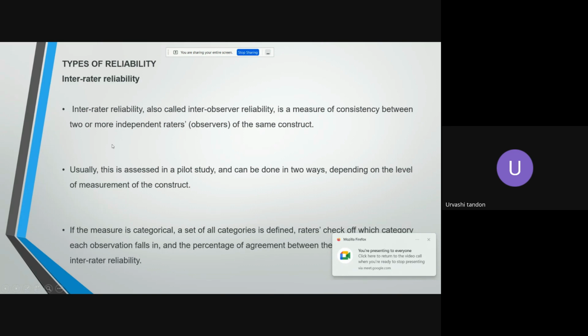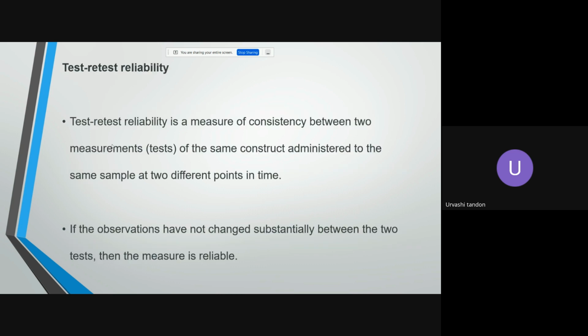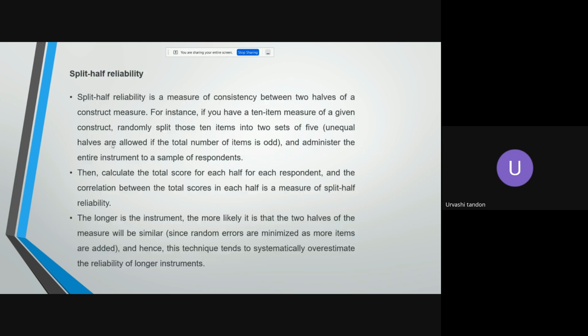See, these are very simple. Inter-rater means inter-observer, that means two or more independent raters rating the same construct, right? Second, test-retest means one construct given to the same sample at two different points of time and then comparing their results. First we have done the test, then we have done the retest. Split half means dividing the questionnaire into two parts and then comparing their results.